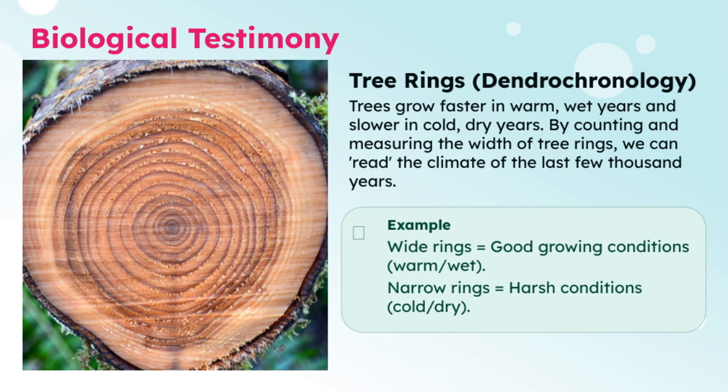This creates narrower rings. By counting and measuring tree rings, scientists can reconstruct climate conditions from the past. Tree rings are especially useful for studying the last few hundred or few thousand years, depending on the age of the trees and whether old wood samples are available. They help scientists identify patterns such as droughts, warm periods, and cooler periods.